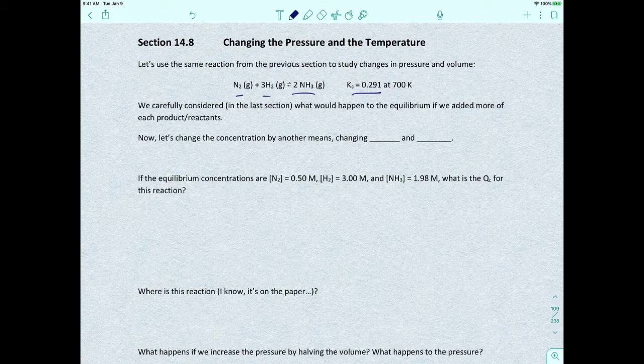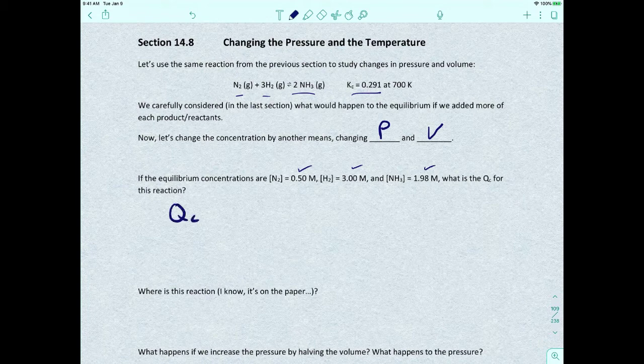Now, we looked at the last section, what happens if you add more product, and we change the concentration. Let's change the concentration by changing pressure and volume. Okay. Now, if the equilibrium concentrations are N2 is equal to 0.5 molar, H2 is 3 molar, and NH3 is 1.98 molar, what is Qc for this reaction?